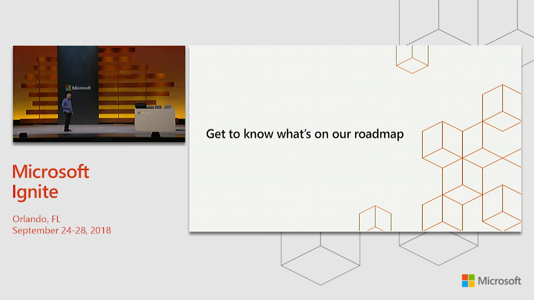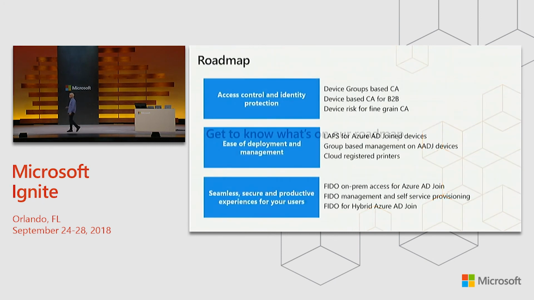So we talked about what's new. And now I wanted to give you a sneak peek into what we have on our roadmap. What are the next set of investments we have around devices? So when it comes to access control and identity protection, there are a couple of things that we want to be able to deliver next year in calendar year 19. One is device groups-based CA. So we hear from customers, and there are real core scenarios around how do I protect some key sensitive assets or resources in my organization.